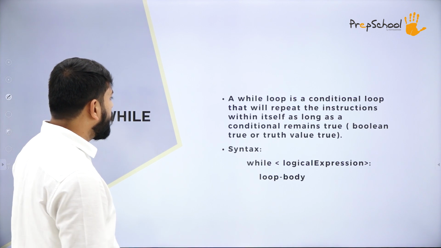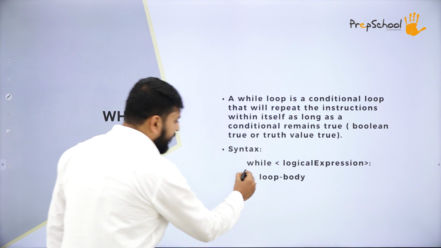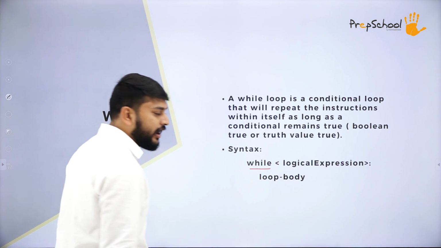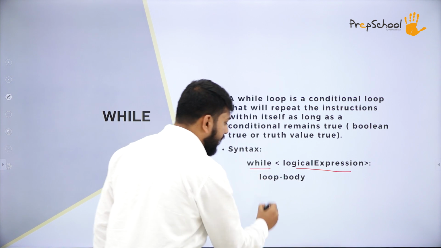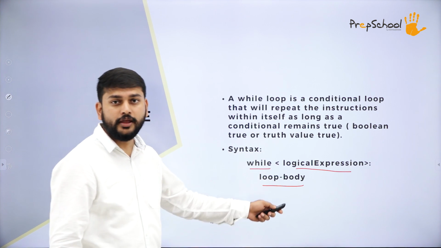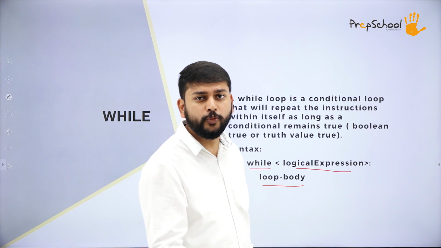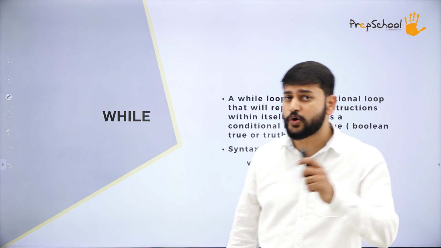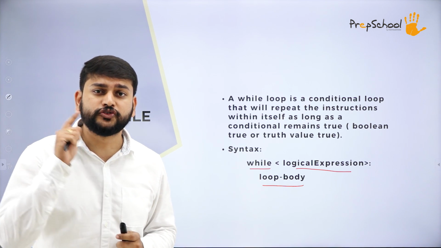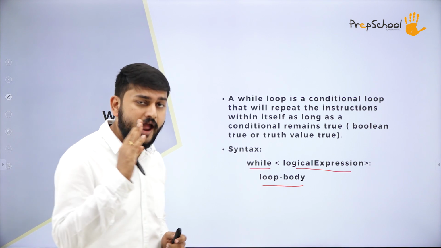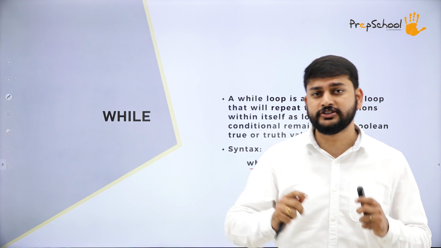We have the while loop. So my dear students, what is the syntax of the while loop? Guys, we have to start with the keyword while and then you have to give the condition here, and the body of the loop will be written here. So what is the difference between the for loop and the while loop? Sir, in which situation do I have to use the for loop and in which situation the while loop? That is what we need to understand right now.